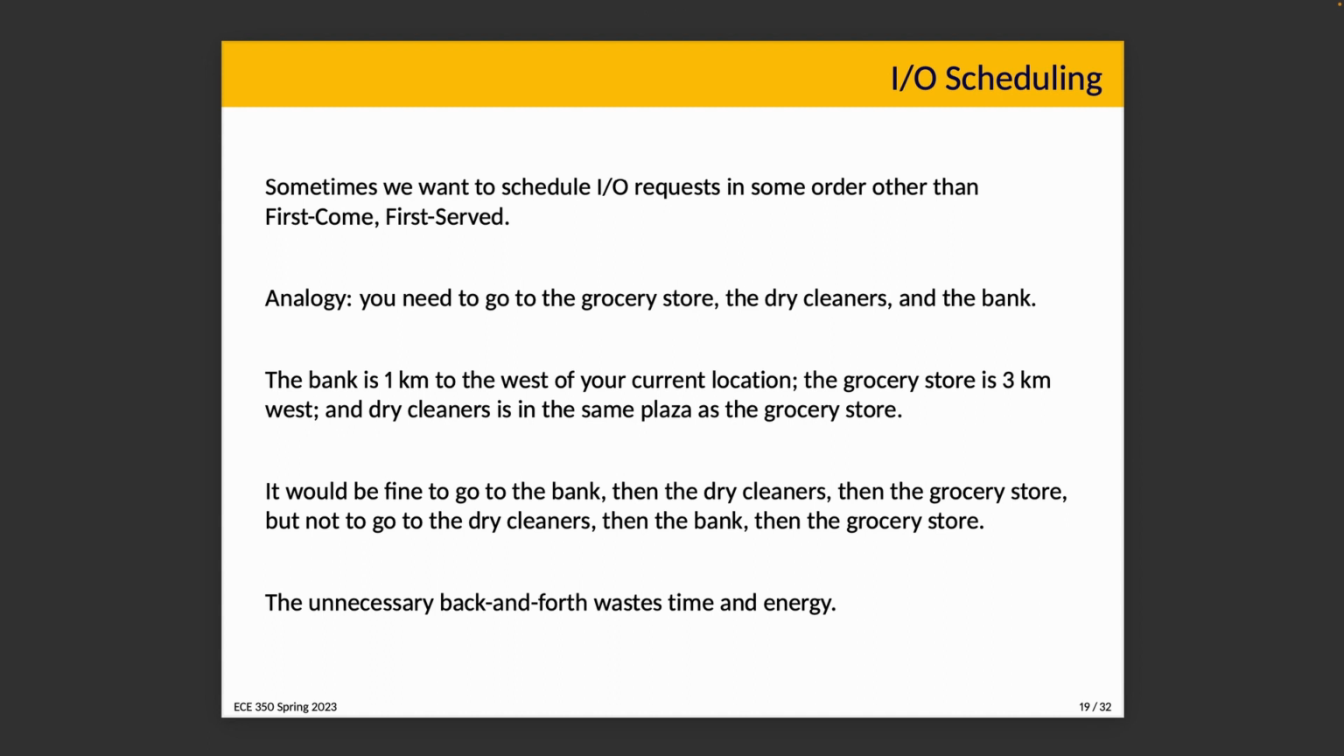And in a very simple analogy, in terms of efficiency for this non-uniform memory access kind of time, the analogy that I like to use is if you need to go to the grocery store, the dry cleaners, and the bank, and let's imagine the bank is 1 kilometer to the west of your current location, the grocery store 3 kilometers west, and the dry cleaners in the same plaza as the grocery store. Okay, so it would be fine to go to the bank, then the dry cleaners, then the grocery store, but we don't want to go to the dry cleaners, then the bank, then the grocery store, because there would be some unnecessary back and forth, right?